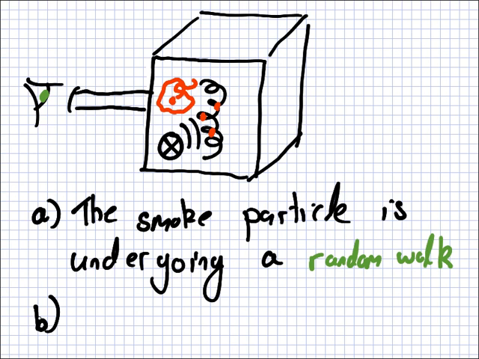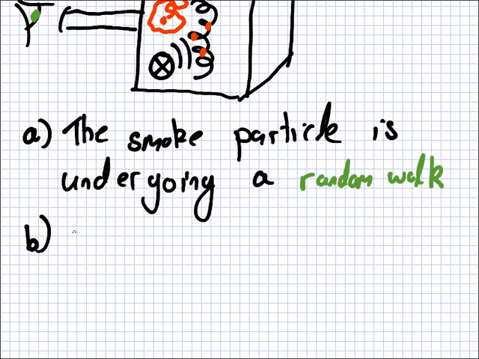Now, what's part B? What can we infer from this? Does anybody know why the smoke particle might be undergoing a random walk? What is the cause of this? Bounces against other particles. That's it, yeah. The reason for this is because it is colliding. Because remember in our definition, we said for the gas, the only interaction is a collision. Remember we said that?